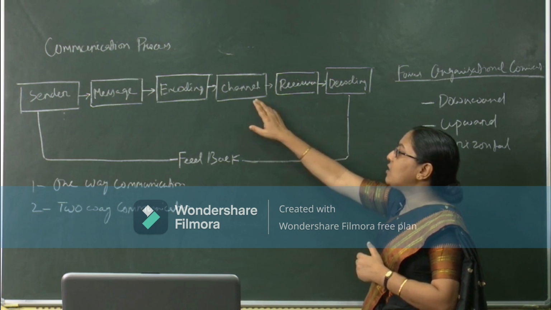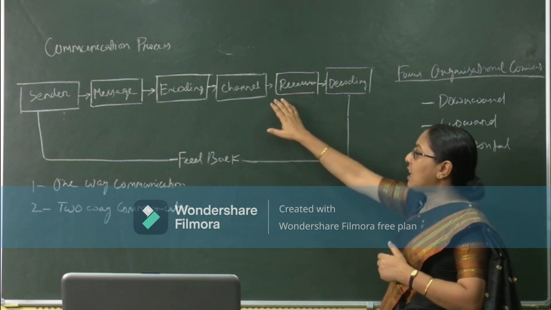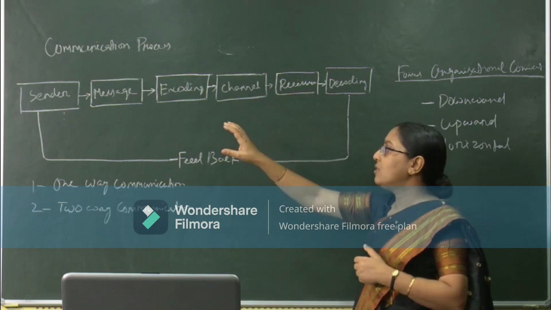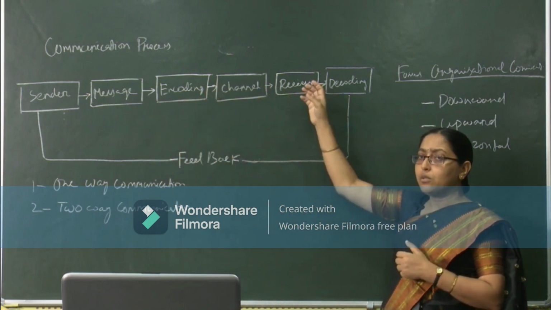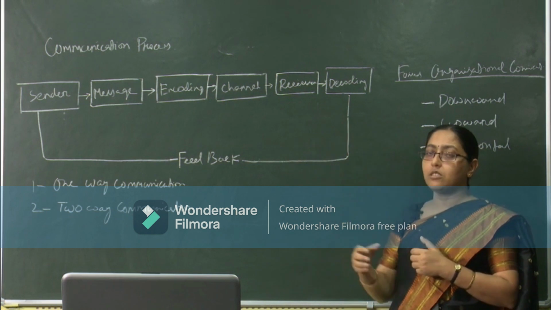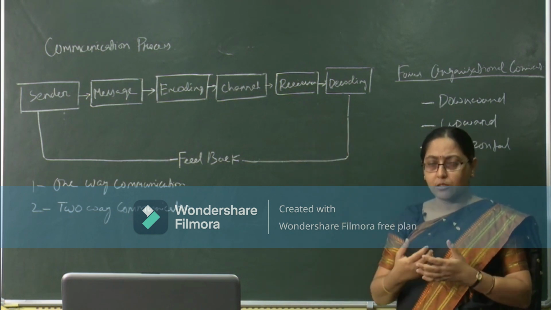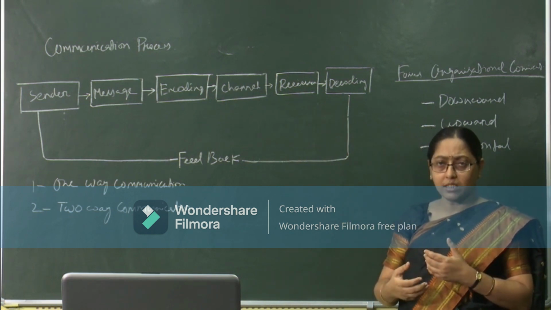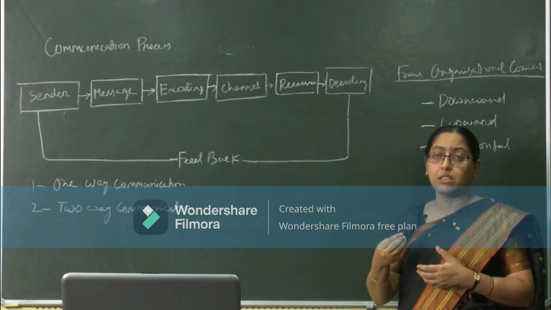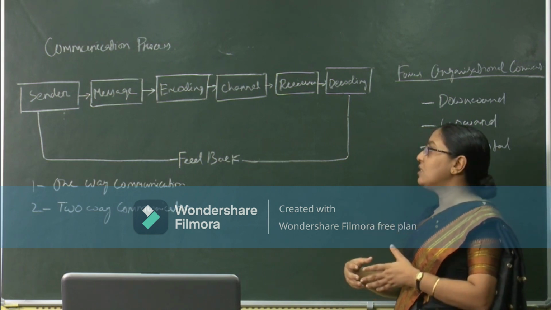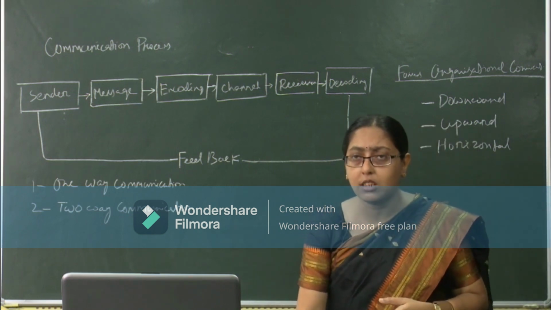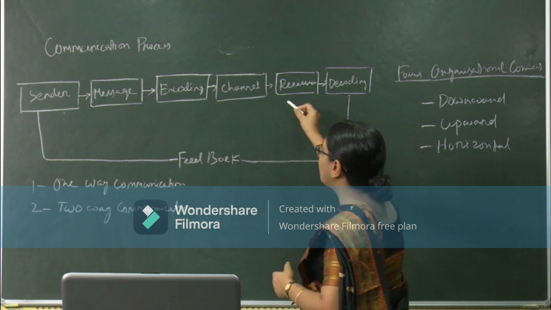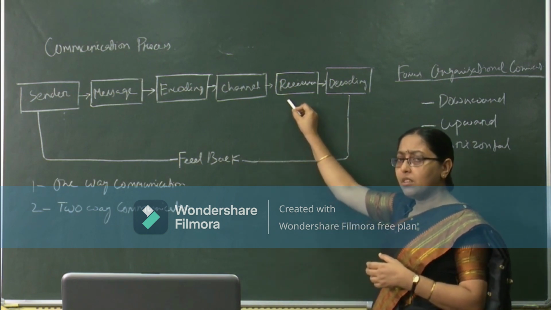So, the channel has to be there. Then once the channel is decided, the sender immediately passes the message to the receiver. When it reaches the receiver, the receiver will not immediately receive the message. Many times he may not reply to that, but reaching of the message generally happens to the receiver.